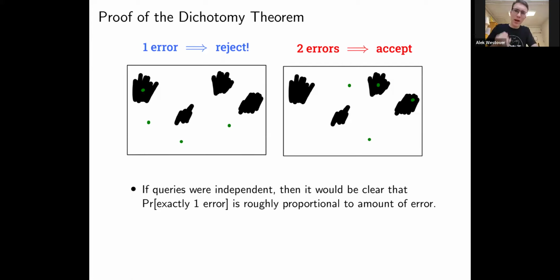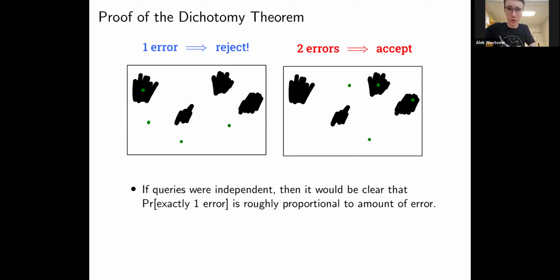Okay, so if it was true that the queries that we were making in our tester, the 4 queries, were independent, then the probability of exactly 1 error would be proportional to the amount of error. If the amount of error is epsilon, then the probability of having 2 errors, if errors are independent, is like epsilon squared.